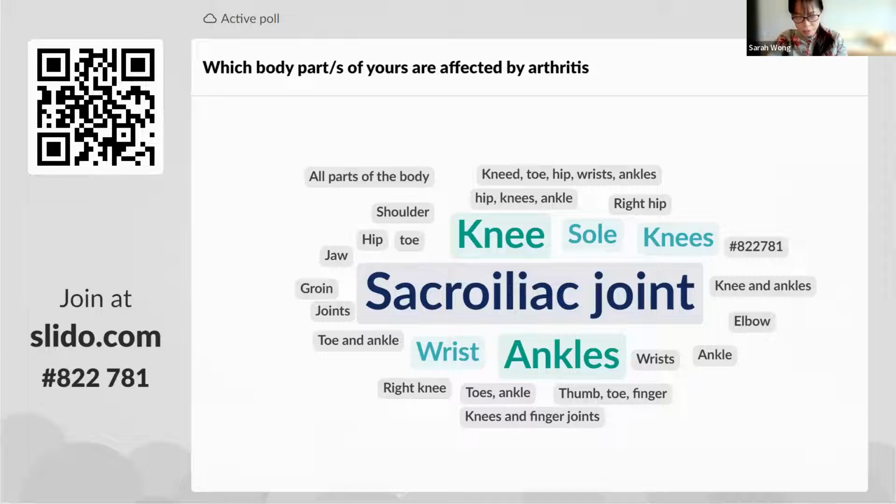So you can see from this little poll that there are a number of body parts that can be affected, and because of the variety of body parts that's involved, the treatment programs for each child with JIA can be very similar, but rarely identical.